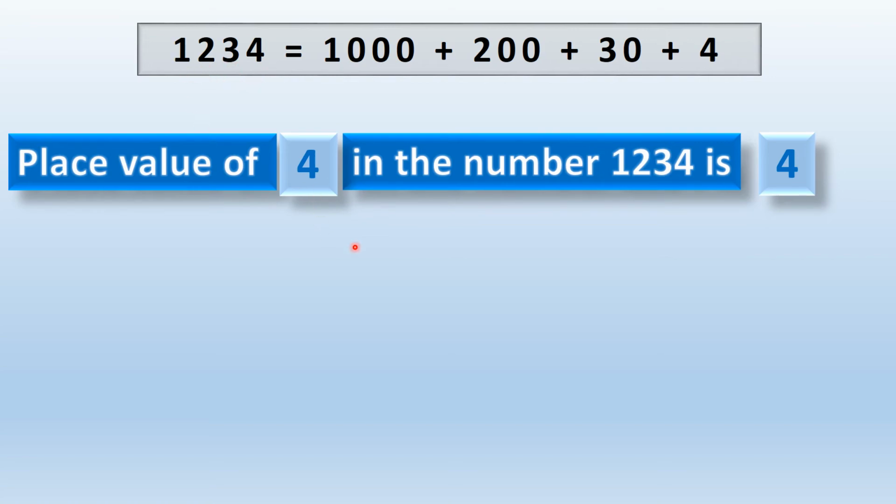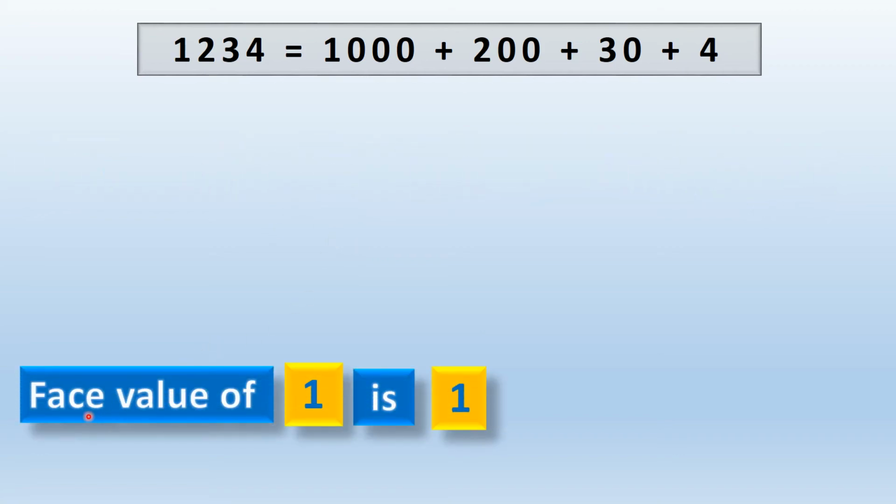Now let us see the face values of each digit. Face value of 1 is 1, face value of 2 is 2, face value of 3 is 3, face value of 4 is 4. So the face values of each digit in any number, whatever the position of the digit in the number, the face value is always the value of the digit. Remember this.